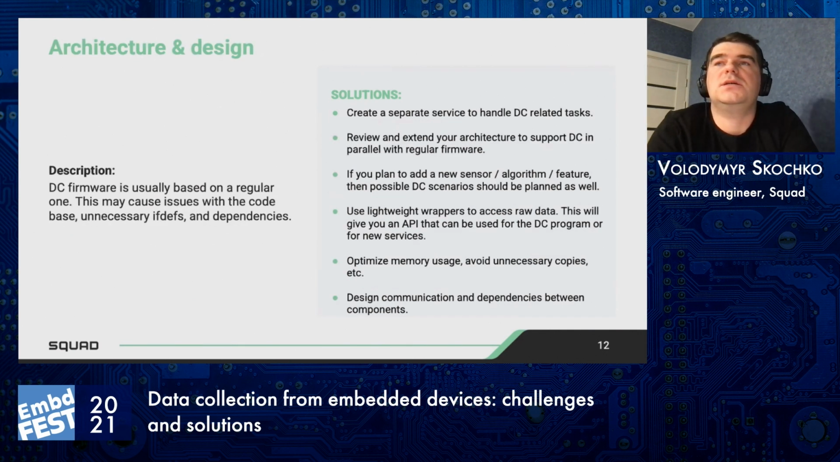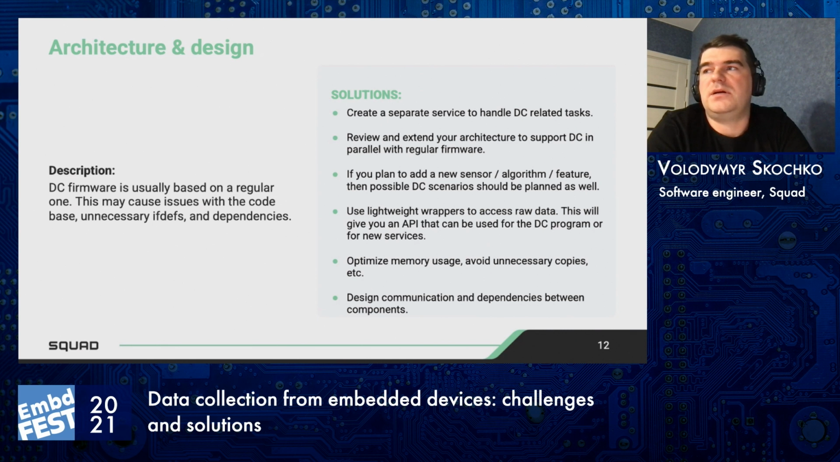The next challenge is architecture and design. Usually data collection firmware is based on a regular firmware, and this may cause issues with the code base. The most common of them is a big amount of ifdefs and unnecessary dependencies and so on. To manage this challenge, we propose the following steps. First one is to create a separate service for handling data collection tasks. Also, you should review and extend your architecture to support data collection in parallel with the regular one.